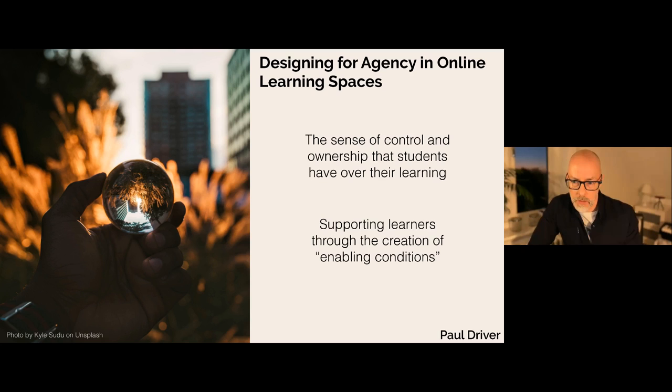The first one being the sense of control and ownership that students have over their learning. And then the second one is the more actionable side of agency from a teacher's perspective, which is the support of learners through the creation of, in inverted commas, enabling conditions, because that term needs a little bit of unpacking. And so what I'm going to be doing in this presentation is unpacking those two different things: the sense of ownership that students get over their learning through agency, and also how you can create enabling conditions, contexts, activities, digital learning spaces that facilitate agency.